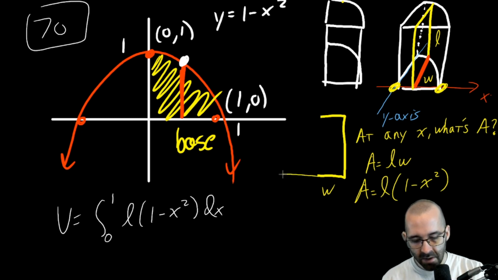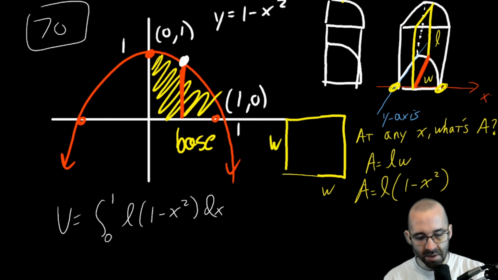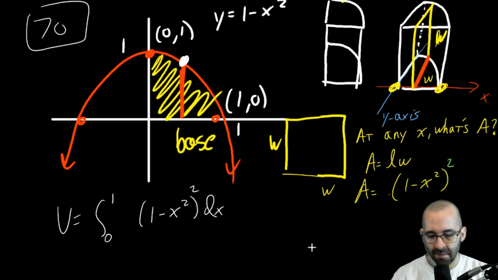Okay, so minor adjustments. This is W, this is W, this is W. And since it's a square, L is the same thing. And we just get again that perfect square that we can either foil. Nope, there's no either about it. We're going to foil it. Great.